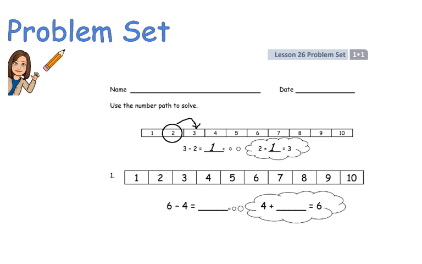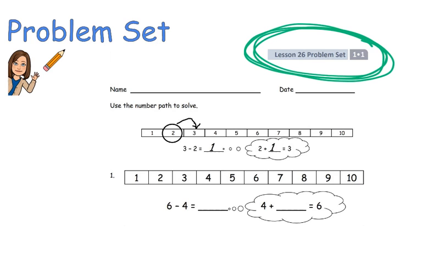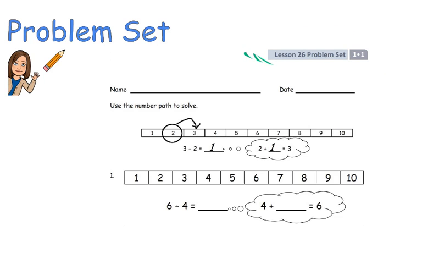Now, let's open up our math books. And in the top corner, it will have lesson 26. Pause your video to find your math page. Alright, now that you have found your math page, write your name at the top, please. And let's begin. So the directions say use the number path to solve. That's just what we practiced in our lesson. Well, we just finished practicing.